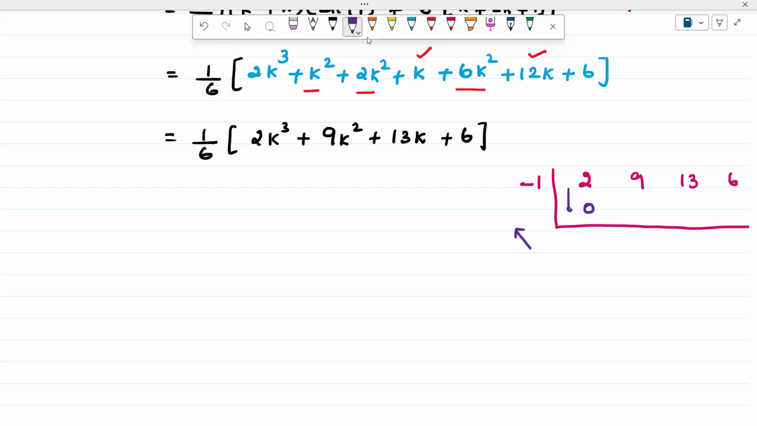Therefore 2 plus 0, the value is 2. 2 into minus 1, the value is minus 2. Next you have to add 9 minus 2, therefore it is 7. 7 into minus 1 is minus 7. 13 minus 7, the value is 6. So 6 into minus 1, the value is minus 6. Therefore 6 minus 6, the value is 0.